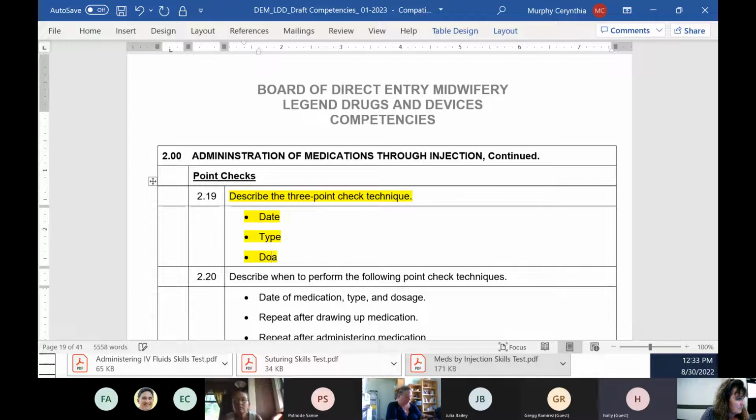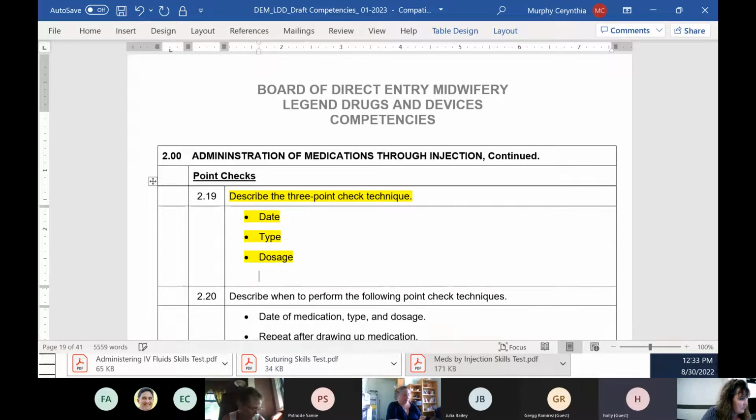And then when you perform it is when you get the medication to draw it up, after you've drawn it up to verify, and before you've injected it. And then actually there's 4 times you check, which is after you've injected it, just when you're charting it.